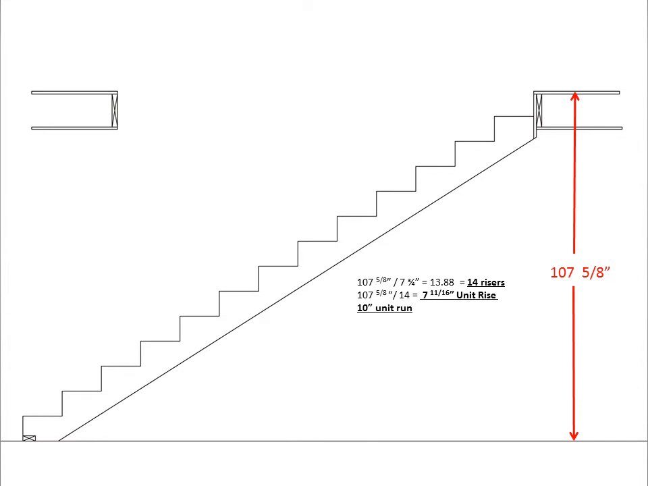We'll use a standard 10-inch unit run. Since we have one less tread than risers, we have 13 treads for a total run of 130 inches. And our stringer length, based on methods we learned in Lesson 3, would be 176 9/16. And our pitch length would be 12 5/8 inches.